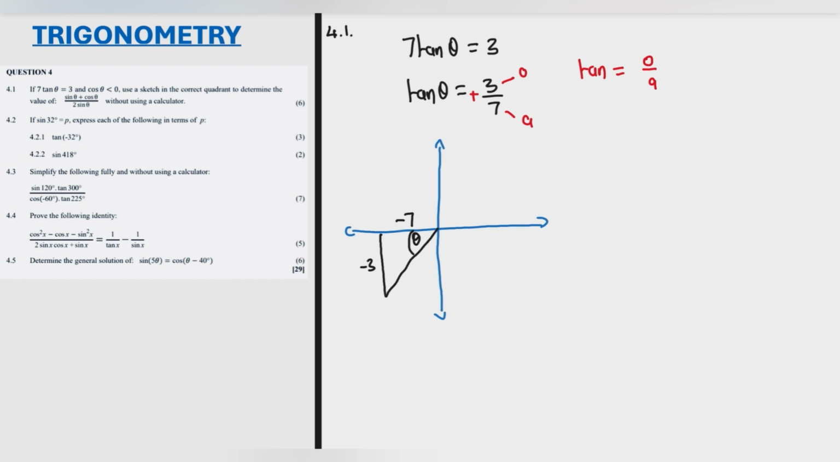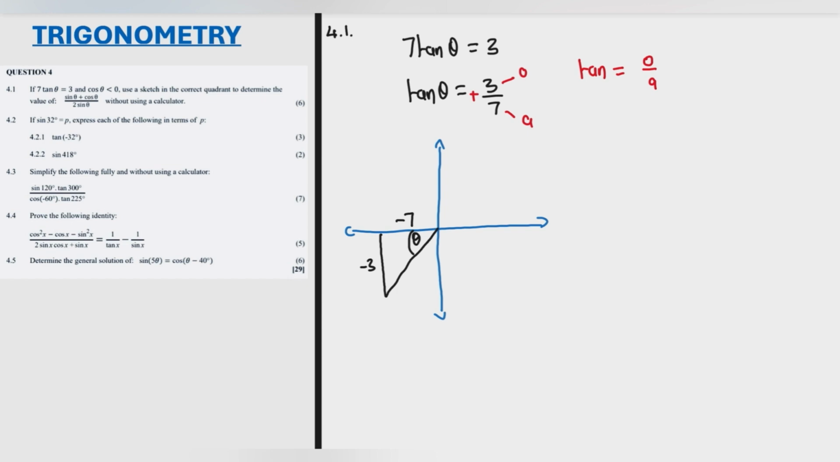After correctly identifying where your quadrant should lie, the next phase is to answer what the question is actually asking of us. And it says that we should determine sin of theta plus cos of theta divided by 2 sin theta. But there's one problem. We are missing one side in our diagram. We are missing the r. So before you even go into answering what the question is asking for, we need to get all the values in your diagram.